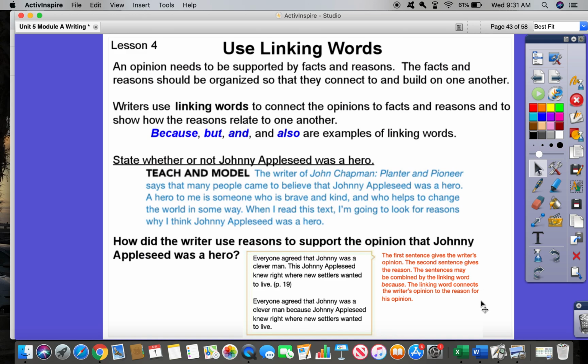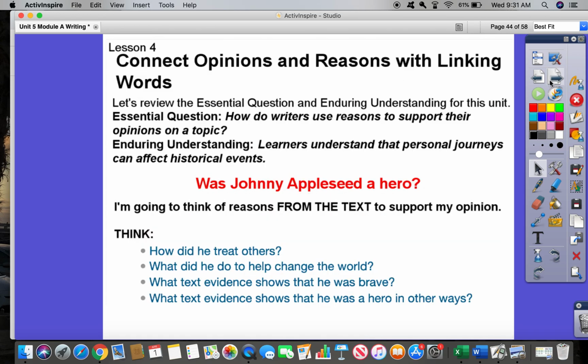The sentences may be combined by the linking word because. The linking word connects the writer's opinion to the reason for his opinion. So you could see here, right? They connected. You could put it as two sentences, but here they use that linking word because to combine them. So, connect opinions and reasons with linking words.